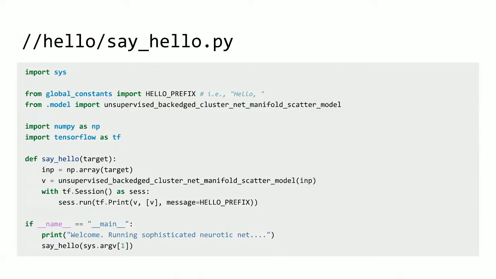But once again, what we're interested in, and what the build file generator is interested in, is these imports at the top. So you can see there's a standard library import, sys, and then there's an import of a global constants module, which we're going to assume is in a different package, and a local relative import of a model.py file, which is in the same package as say hello. And then finally, there's a couple third-party imports to run my model.